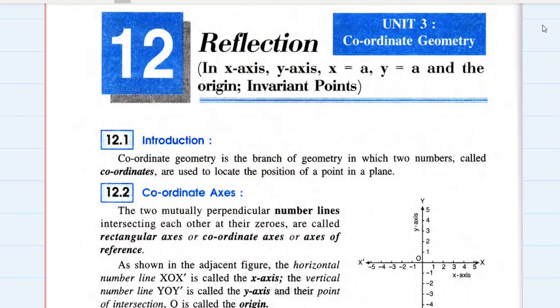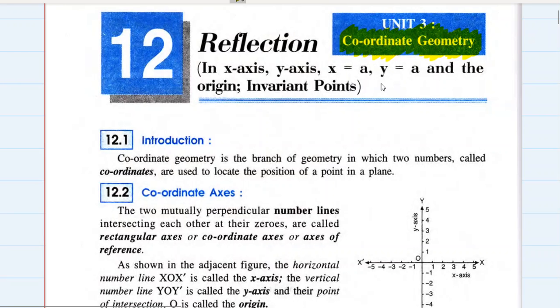So, this chapter is essentially part of coordinate geometry. Coordinate geometry is the topic which you have learnt in class 8th and 9th. So basic knowledge of coordinate geometry is a must. It is essential for studying this topic. Okay, let's begin with this.